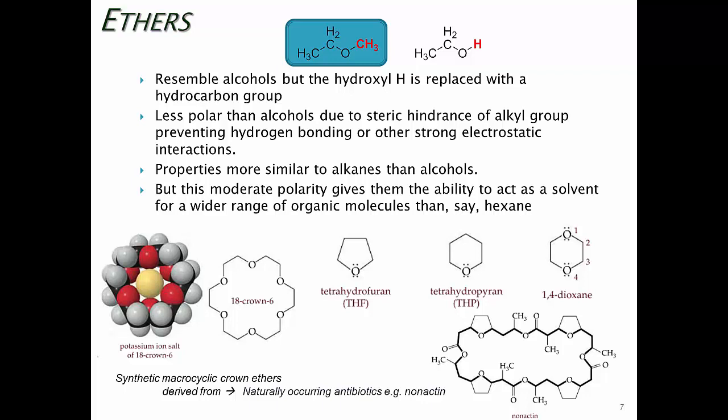Okay, so examples are tetrahydrofuran that you may eventually come across, or tetrahydropyran. Another example is 1,4-dioxane. An example of one is a naturally occurring antibiotic, nonactin. So you can see that here there are lots of ethers. Here's another one in the structure. And they can be cyclic or acyclic.